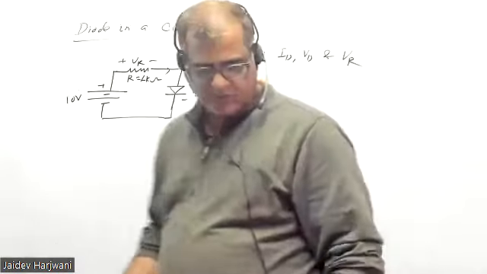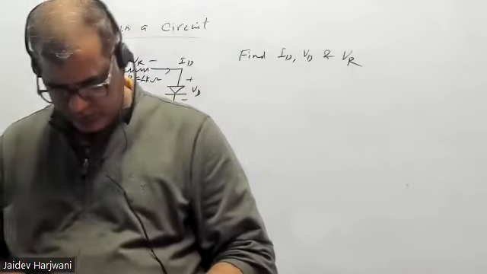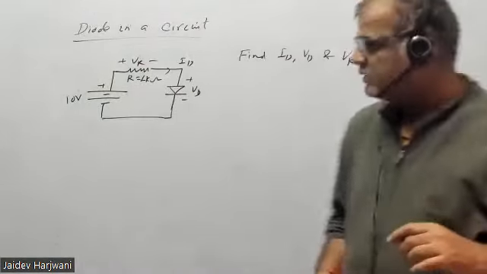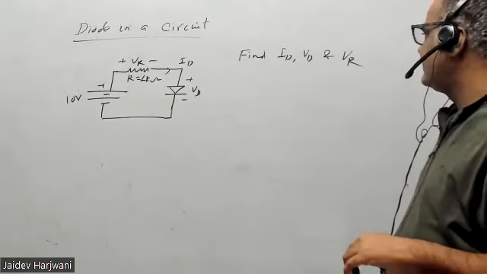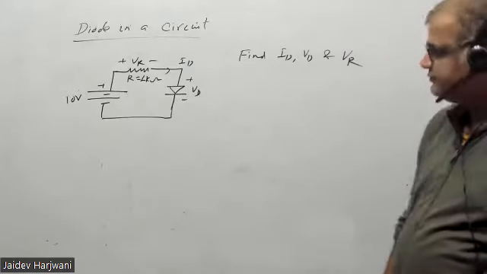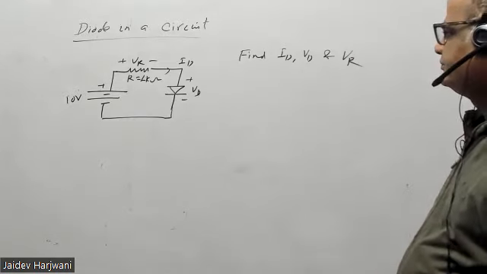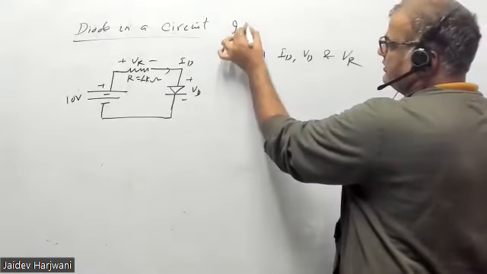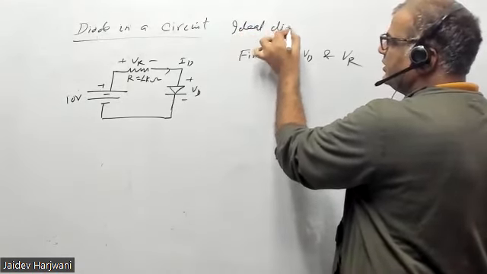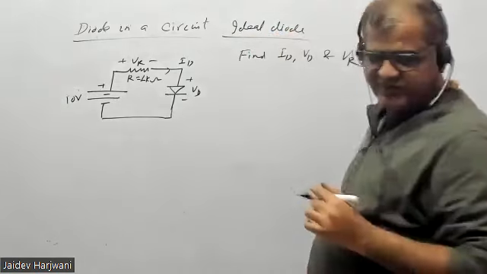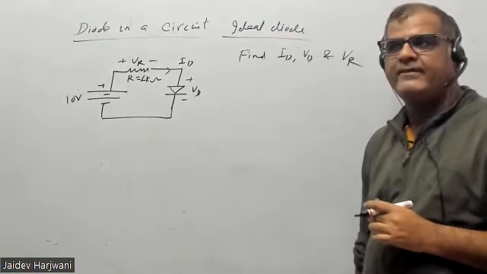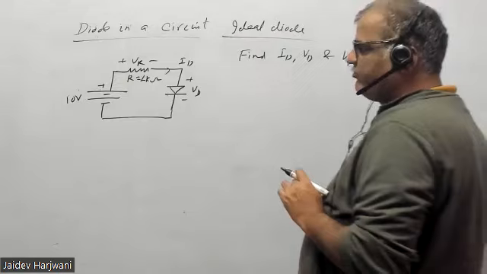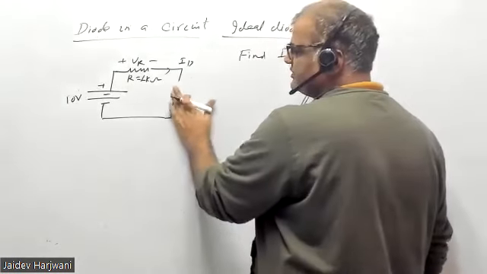Tell me how to find ID, VD and VR. Is the diode silicon or germanium? It is an ideal diode, so we do not talk about silicon. So the first thing, what will you find first? Whether the diode is forward biased or reverse biased. For that, you will open this diode from here.